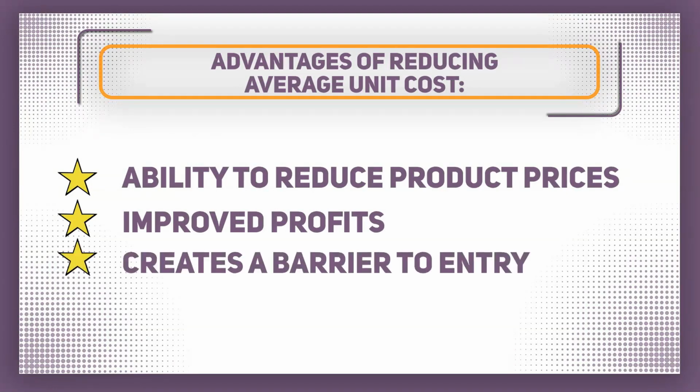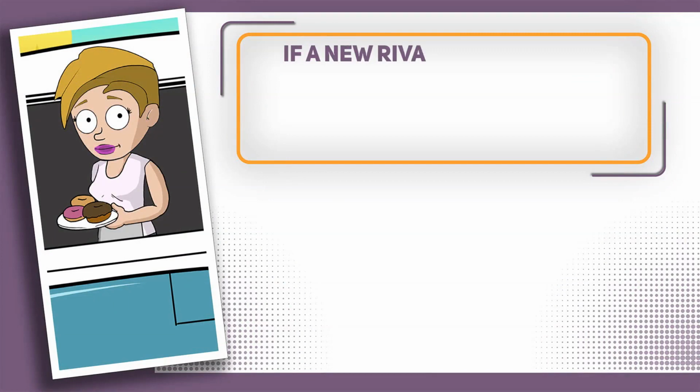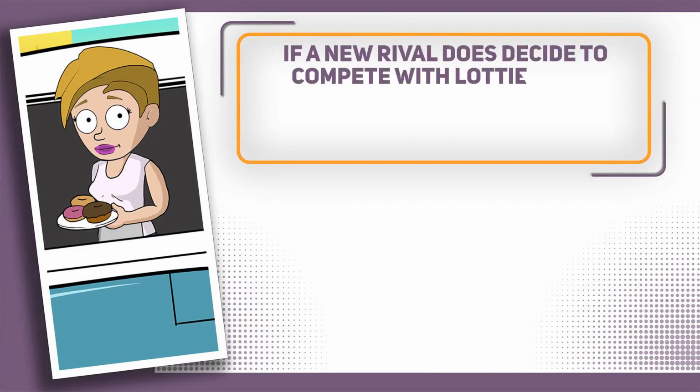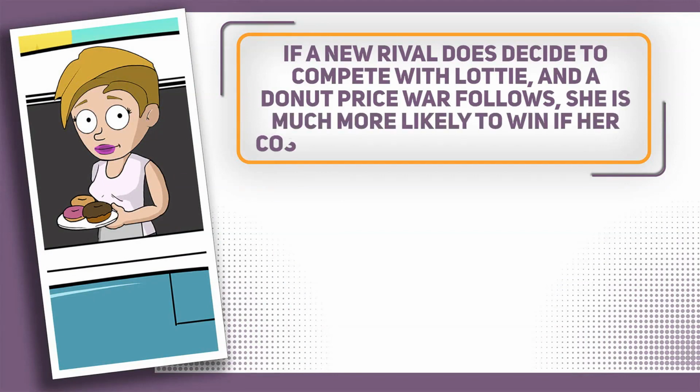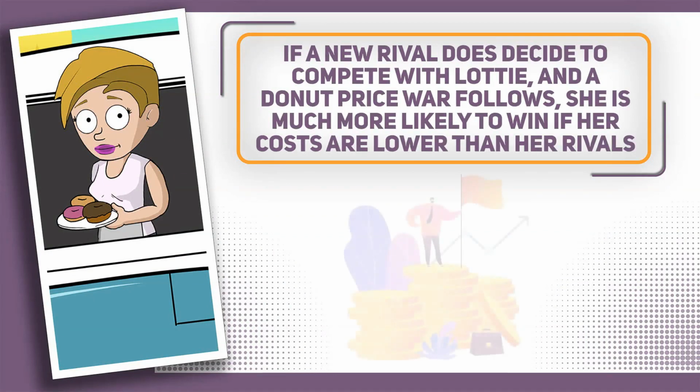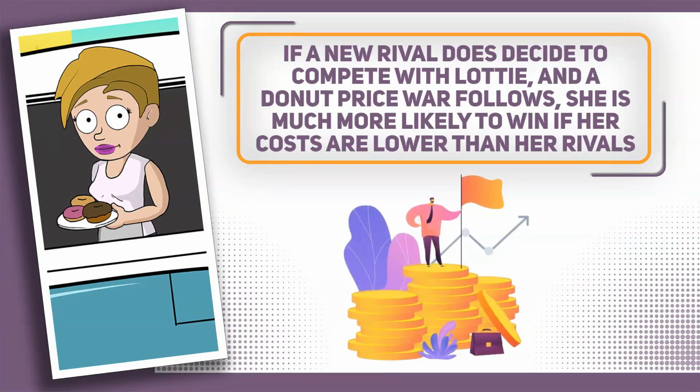This could also create a barrier to entry to anyone wanting to set up in competition with Lottie in these seaside towns. Although it's certainly not on the scale of Tesco's or Microsoft, Donut Stop Believing will have a price or cost advantage over potential rivals, which might put them off trying to compete with her in the first place. If a new rival does decide to compete with Lottie, and a donut price war follows, she is much more likely to win if her costs are lower than her rivals due to economies of scale.